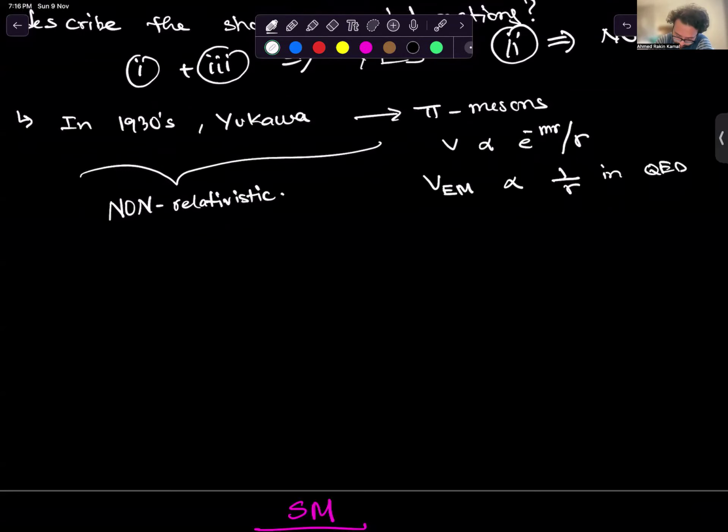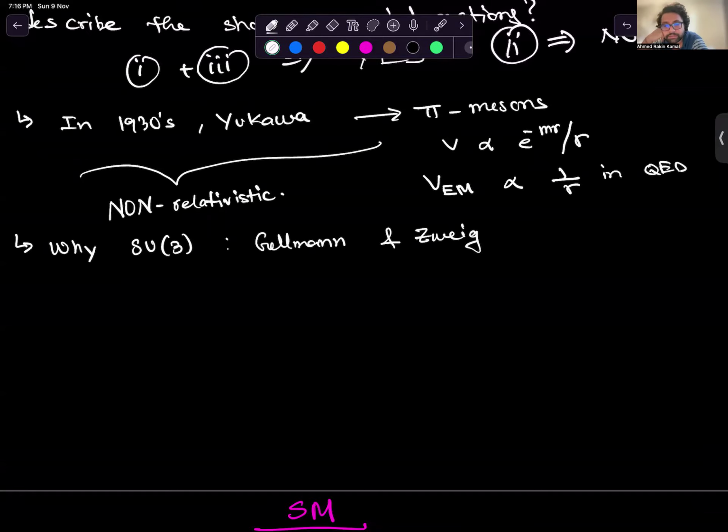So a proposal was that maybe they are described by some SU3 gauge theory. What Gell-Mann and Zweig did is they classified the hadrons, which are basically baryons and mesons. So basically a bit about hadrons. These are, as we'll see, bound states of quarks. Quarks are the most fundamental particles that we know of, at least that are experimentally known.